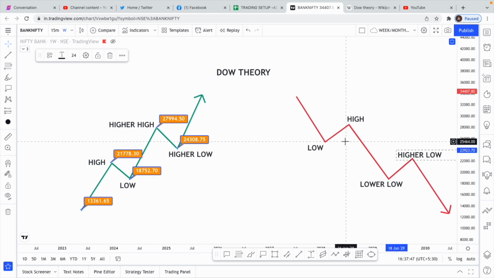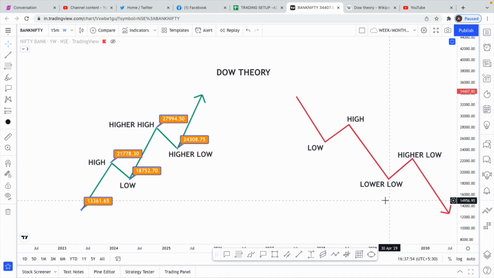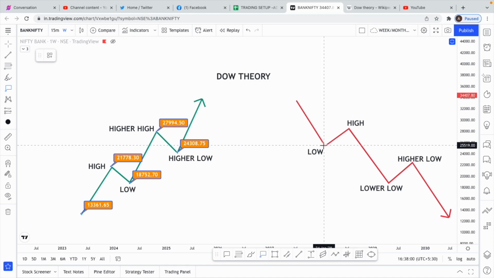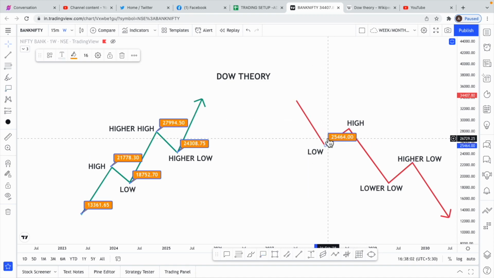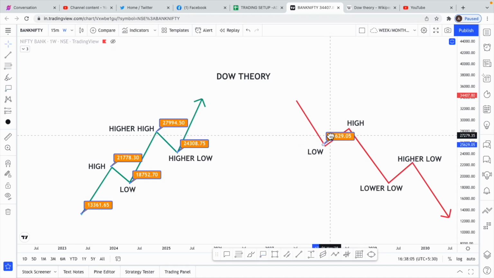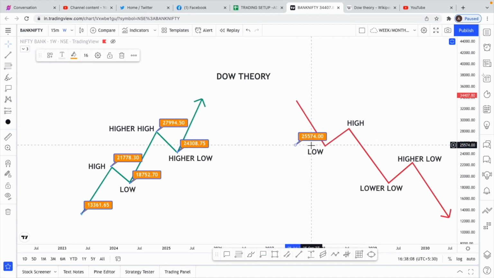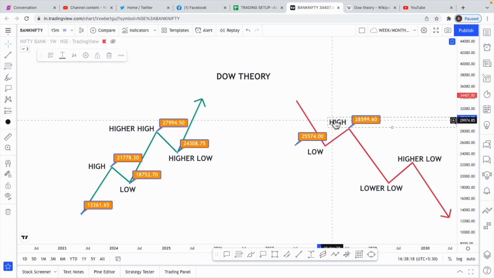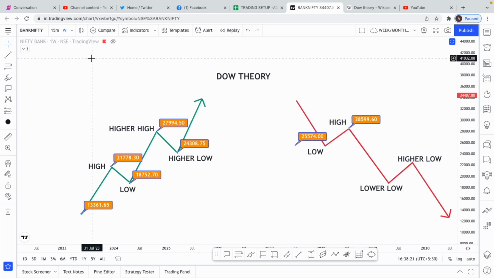Obviously there will be many points. For example, I've just taken two points: two lower highs, and a high, a lower high and a low and a lower low. Now if we mark these points, when the market came down here, we made a low of, okay, I'm going to keep it over here. See, we made a low of 25,500, right? I'm just considering the whole number. Then again the market went high, we made a high of 28,500, or as a round figure consider 28,600.